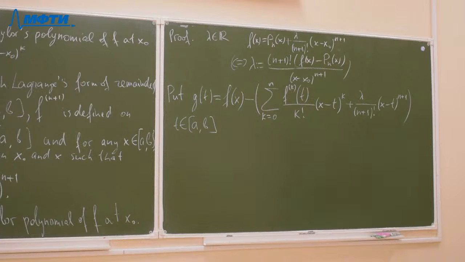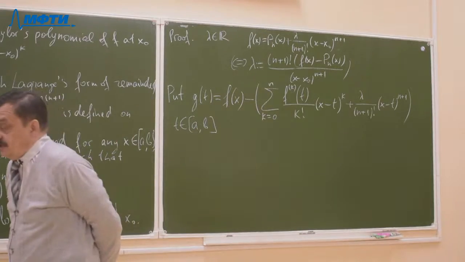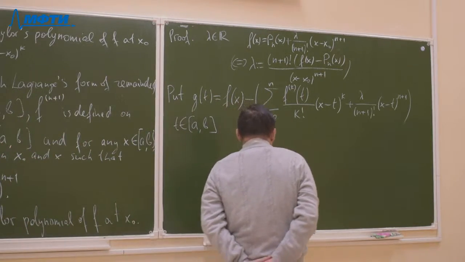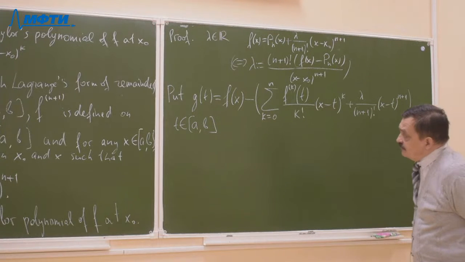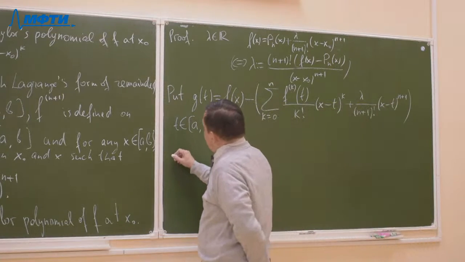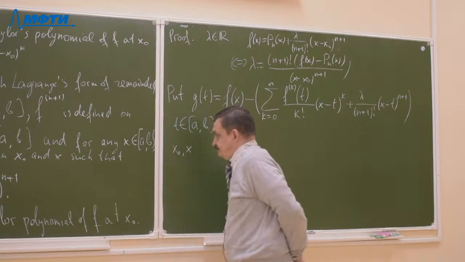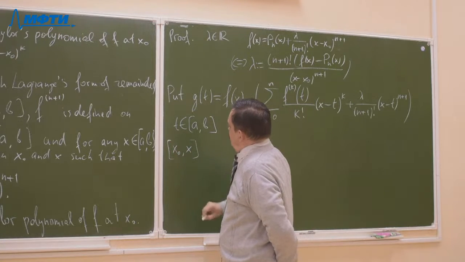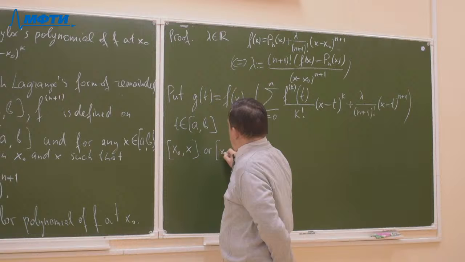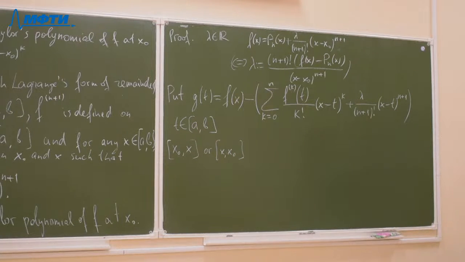Now, what about the properties of that function g as a function of t? Once again, we fix both x naught and x, and in fact we consider the segment with ends x naught and x. So it means either the segment from x naught to x or from x to x naught, depending on where x naught is located.